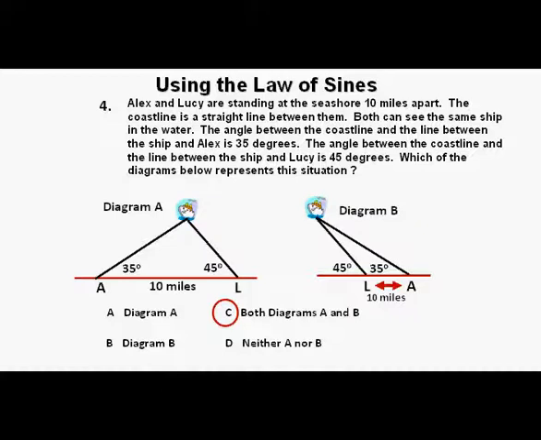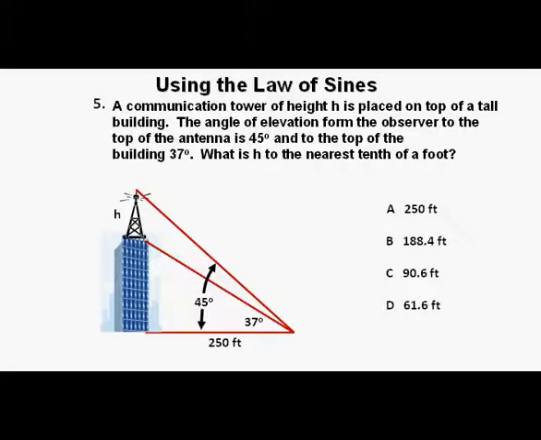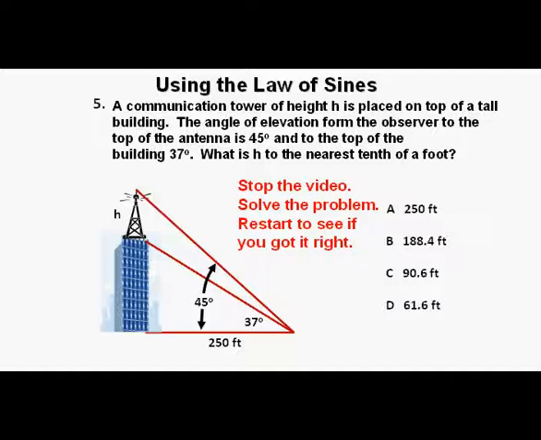Problem 5. A communication tower of height h is placed on top of a tall building. The angle of elevation from the observer to the top of the antenna is 45 degrees, and from the observer to the top of the building, 37 degrees. What is h to the nearest tenth of a foot? Stop the video, solve the problem, then restart to see if you got it right.